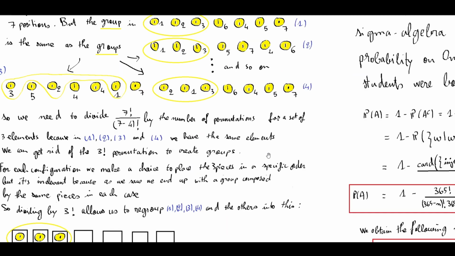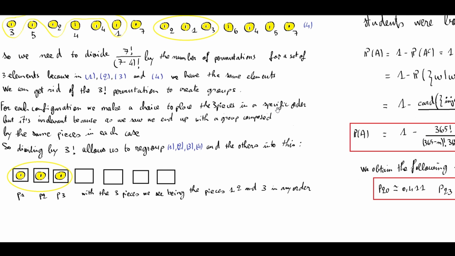For each configuration we make a choice to place the 3 pieces in a specific order, but it's irrelevant because, as we saw, we end up with a group composed of the same pieces in each case. So dividing by 3 factorial allows us to regroup 1, 2, 3, and 4 and the others into this, with the 3 pieces we see being the pieces 1, 2, and 3 in any order.